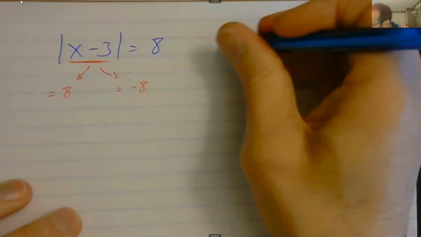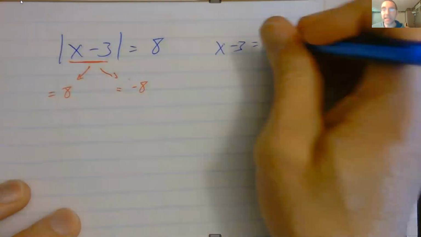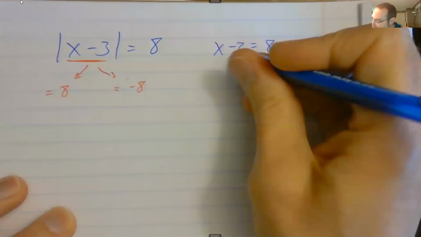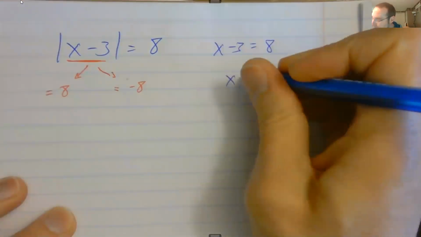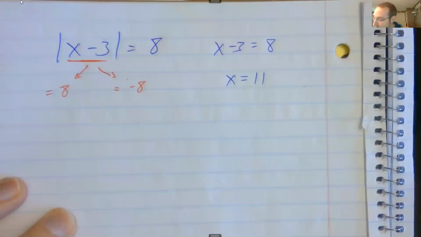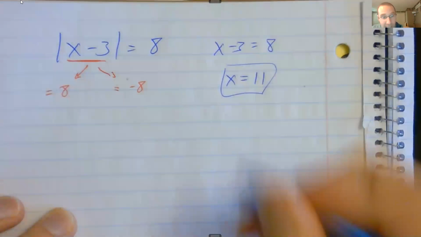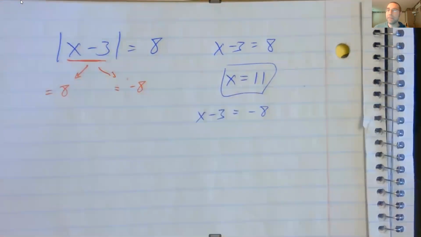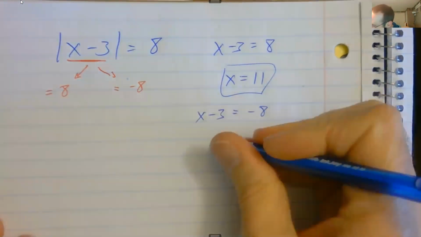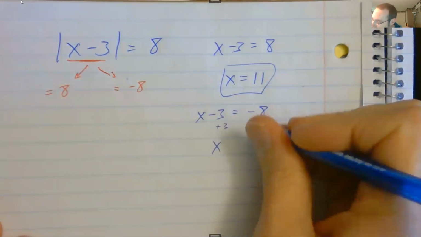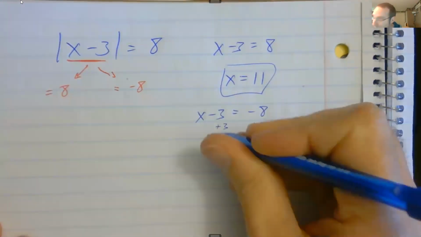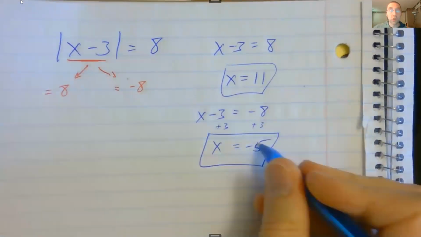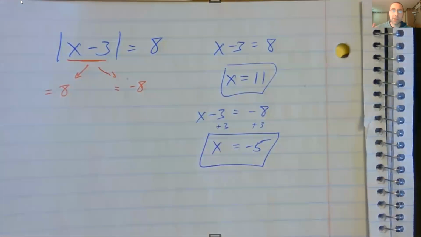So one option is, let's make x minus 3 equal to 8. If I solve that simple equation, I add 3 to both sides, and I see that x could be 11. Or we look at the -8 option and ask, what if x minus 3 is equal to -8? By adding 3 to both sides, -8 plus 3 gives me -5. There's my second option. So there are two answers. Oftentimes, not every time, you will find that we have two solutions to these absolute value equations.